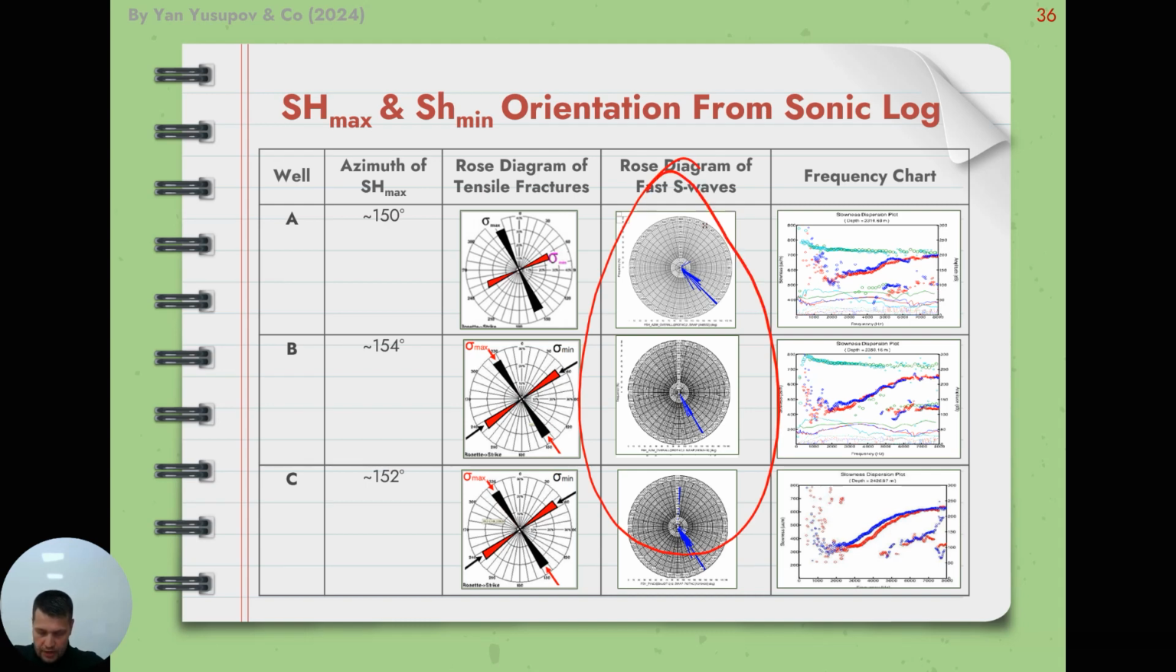Black filled triangles on the stereo nets mean the direction of tensile fractures, and red triangles correspond to the SHmin direction and breakouts. The estimated value of SHmax azimuth is near 150 degrees in all three cases.